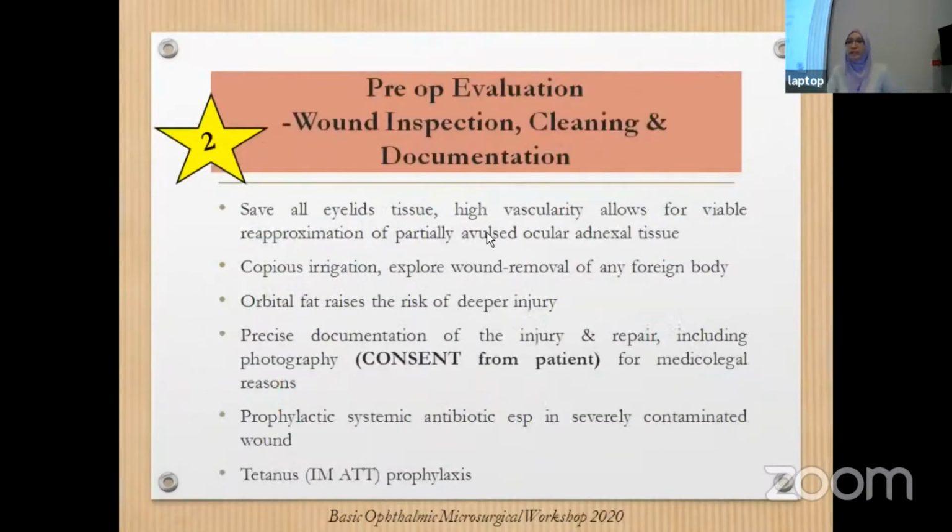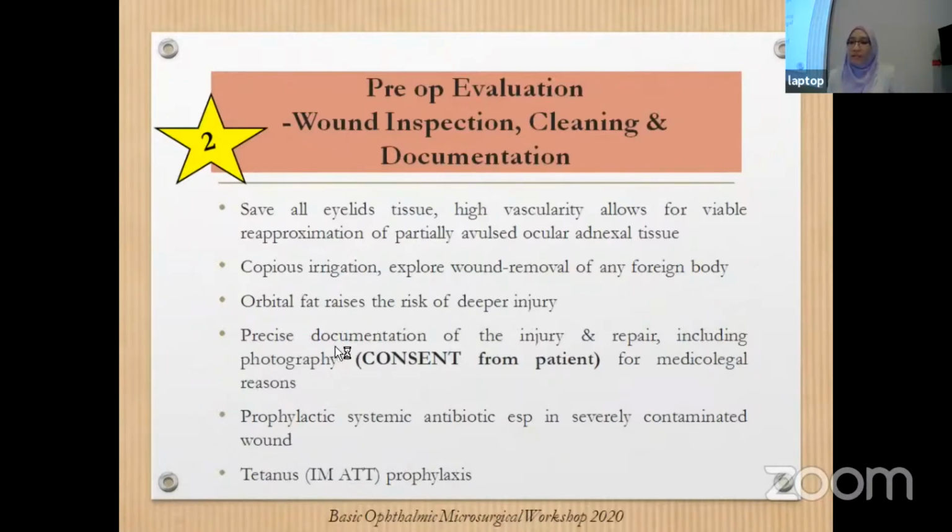So the second one is wound inspection, cleaning and documentation. Okay, we need to try to save all the eyelid tissue, which is highly vascularized, to allow for viable reapproximation of partially avulsed ocular adjacent tissue. So copious irrigation, and then we need to explore the wound and remove any foreign body. Copious irrigation we also do once we rule out the globe injury, okay. If we can see the orbital fat, this actually gives us a clue that there's a risk of deeper injury, okay.